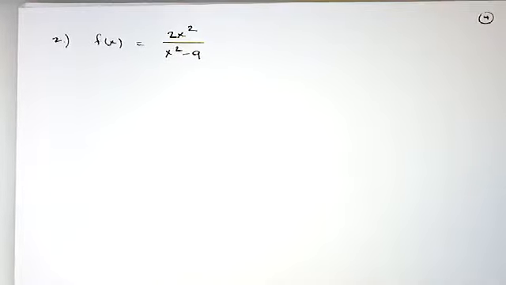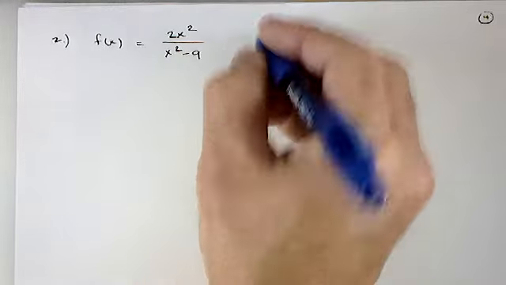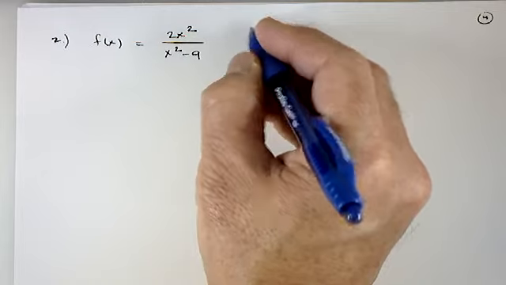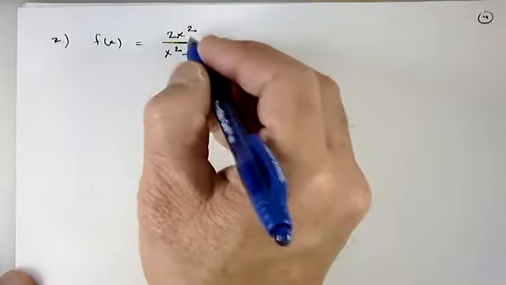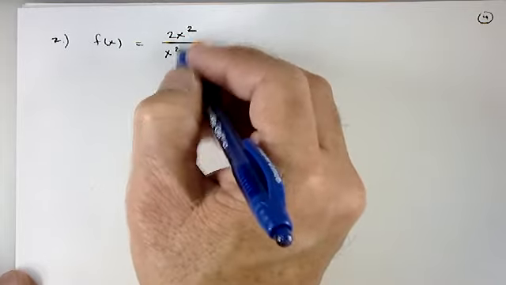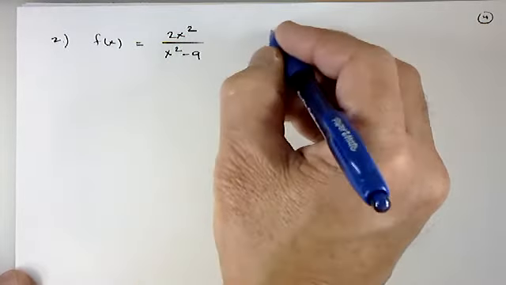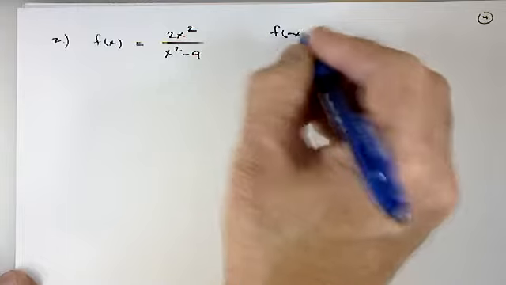I want to graph now f of x equals 2x squared over x squared minus 9. One thing, we've been talking about even and odd functions. When you see both of these being x squared, you might suspect that this is an even function, and we can certainly confirm that.